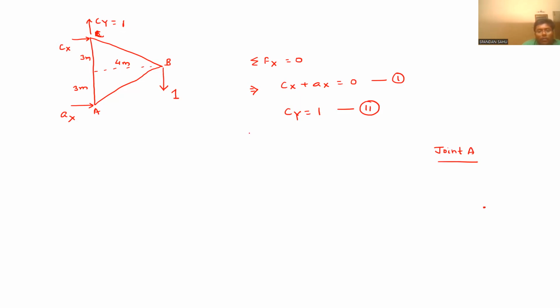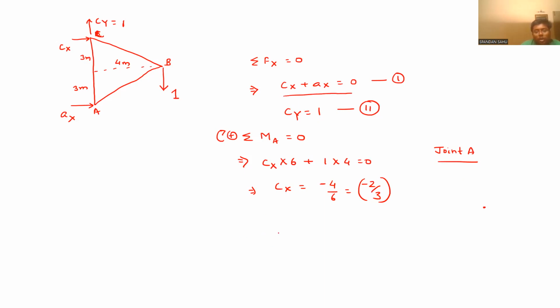Now we can write summation of moment about point A equal to 0 to get Cx, and that should be clockwise positive. So Cx into 6 plus 1 into 4 equal to 0. This implies Cx will be equal to minus 4 by 6 or equal to minus 2 by 3. We got Cx equal to minus 2 by 3 and we have Cx plus Ax equal to 0. So upon substituting, we will get Ax equal to 2 by 3.